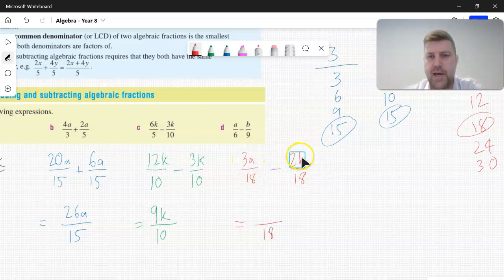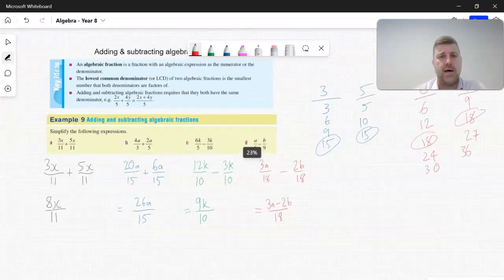numerator take numerator. Now, as I said at the start of this question, these two terms at the top of the fraction are not like terms, so I can't collect them or simplify them. I can't subtract them from each other. So I would actually have to write 3a take 2b over 18. And that would be my final answer.